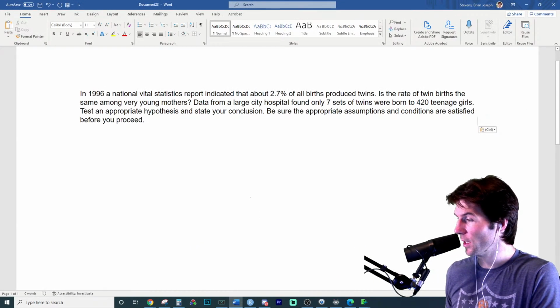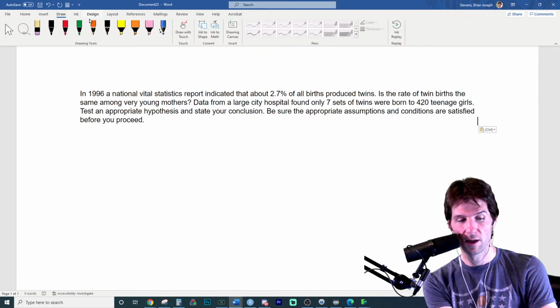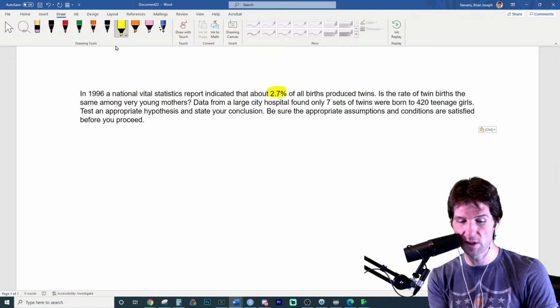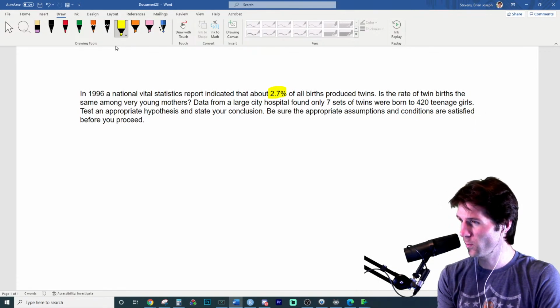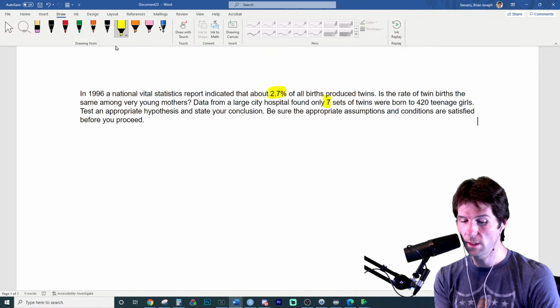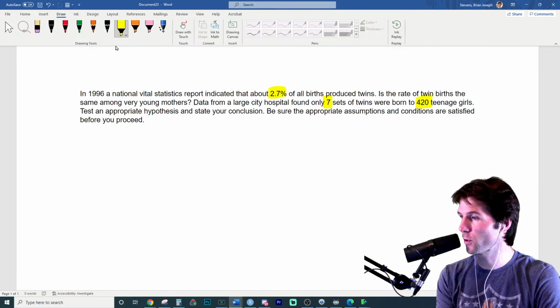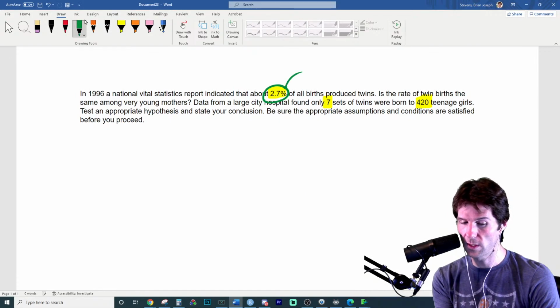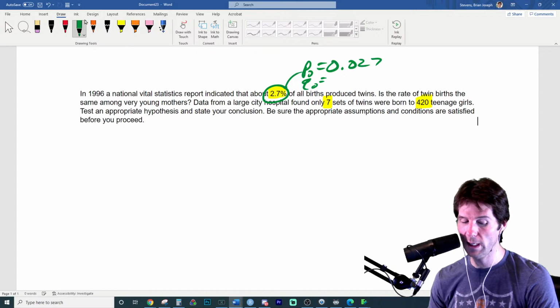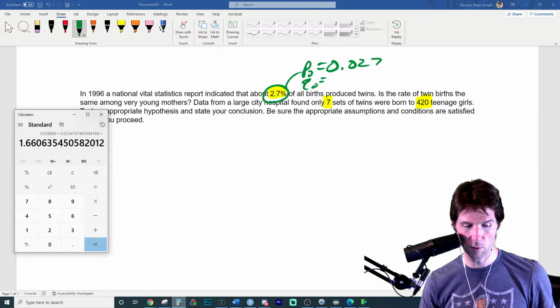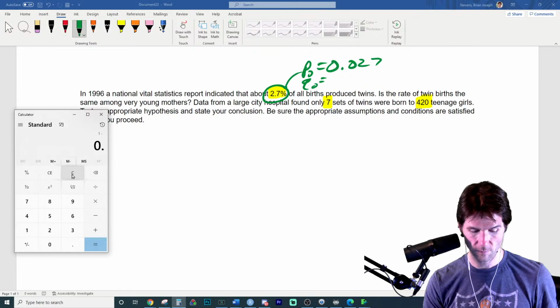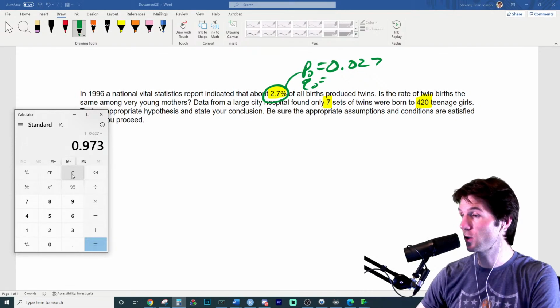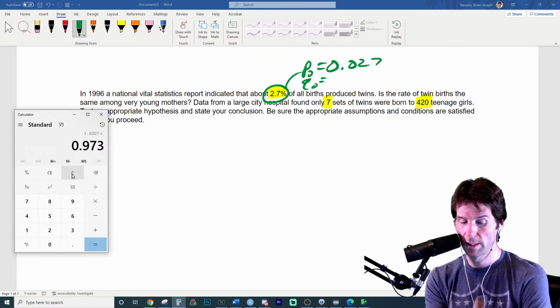So once again, what do we do right here? Thank you so much, Kayla. We have right here 2.7 is what it was previously. 7 sets of twins were born to 420 women. And so now we need to mark our notation. The notation here is P naught, because that's what we are hypothesizing is true if nothing is different between these young mothers. The complement of this, we do 1 minus to find Q naught. Q naught is 1 minus. And there it is right there. That is Q naught, which is the complement of the true proportion.